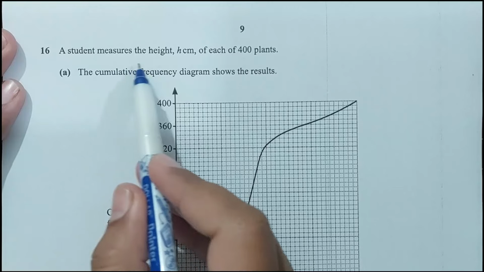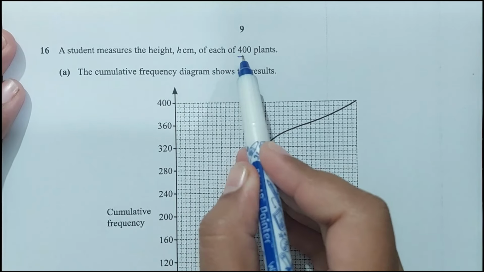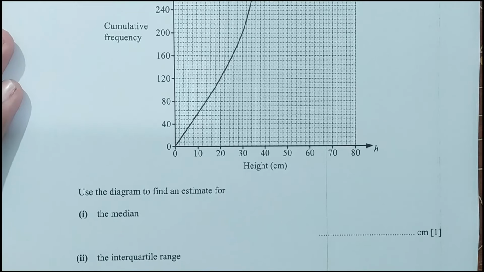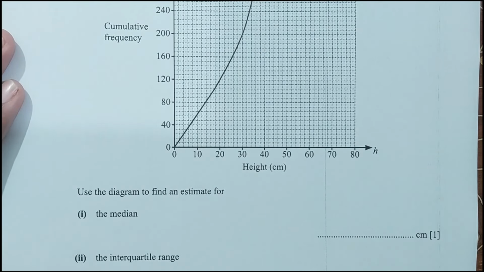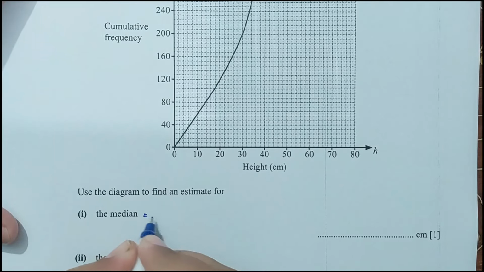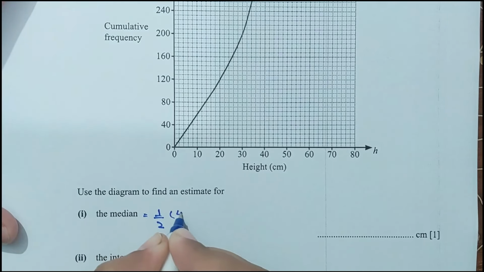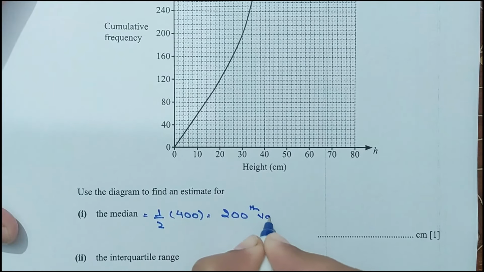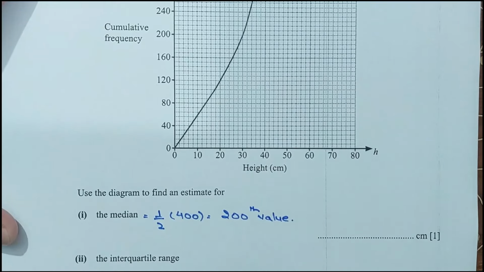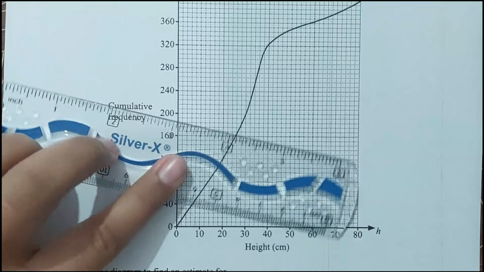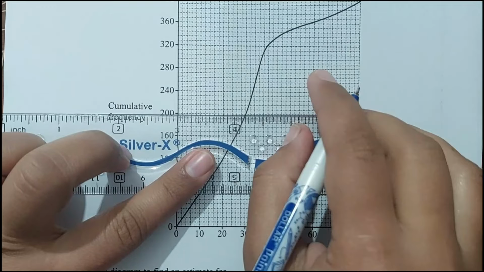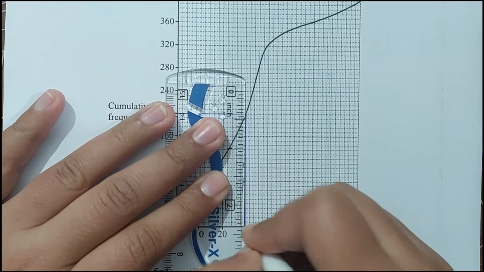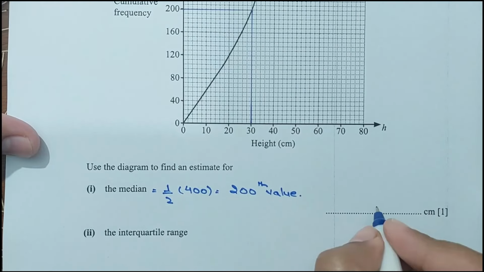Question number 16. A student measures the height in centimeters of each of 400 plants. The cumulative frequency diagram shows the result. Use the diagram to find an estimate for number 1, the median. The median is half of the value, half of 400 plants, because the total is 400. So we have to find the 200th value. What is the value at 200th in centimeters? Let me find this out. Corresponding to 200, that's the point 30. That is 30 centimeters, you can see.